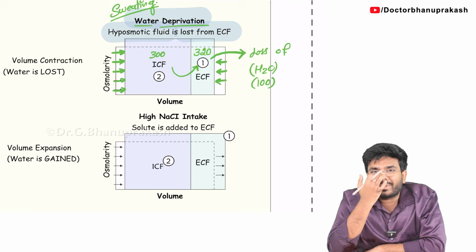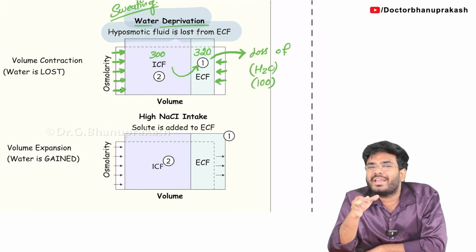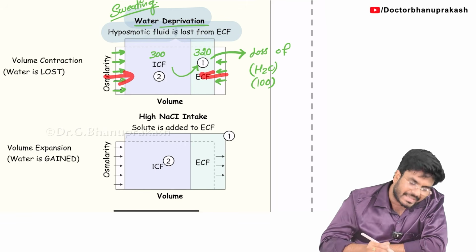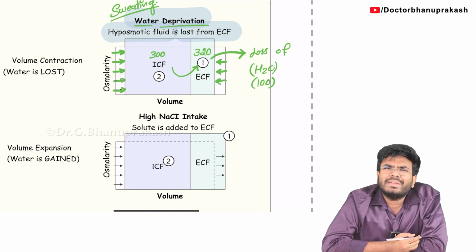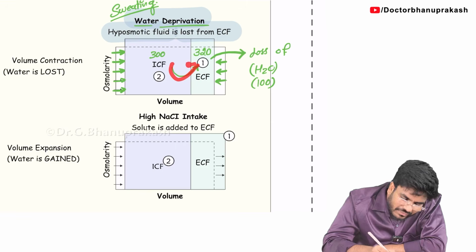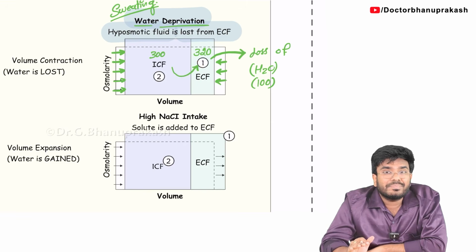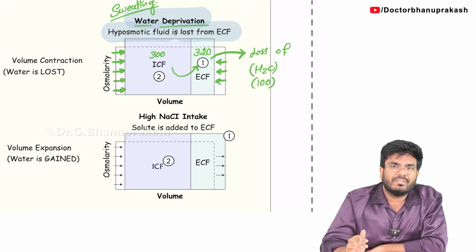So now you tell me, in a patient who is sweating, how is the Darrow-Yannet diagram going to change? In the Darrow-Yannet diagram, both intracellular fluid and extracellular fluid decrease. Tell me, till how much time do you think this shifting will occur? 24/7? No. Till the time there will be an equilibrium.